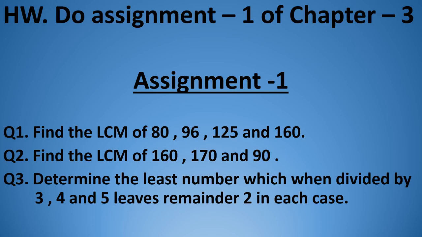Now it is asked which leaves remainder 2 in each case. The LCM is exactly divisible by these numbers, so how do we get the remainder? When we add 2 to it. So find out the LCM and then add 2 to it. You will get the number which is divisible by 3, 4 and 5, leaving remainder 2 in each case.